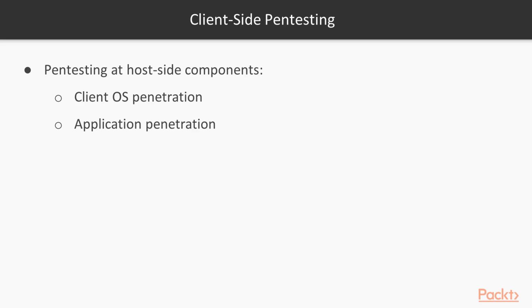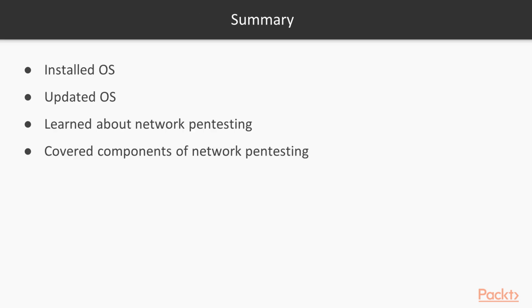So these are the two components according to me. Now a section summary of what we have learned in this section. First of all, we learned about the installation of operating systems. Then we learned how we can update our operating system. Then we learned about network pen testing basics. And finally, we learned about the components available inside network pen testing. So this is all about this section, and I hope you have enjoyed it.